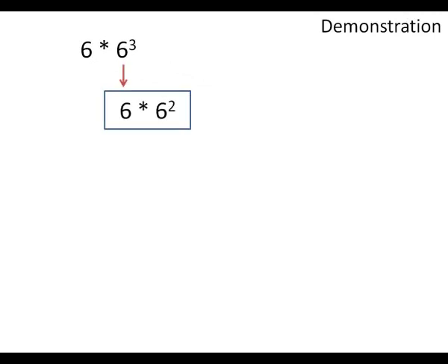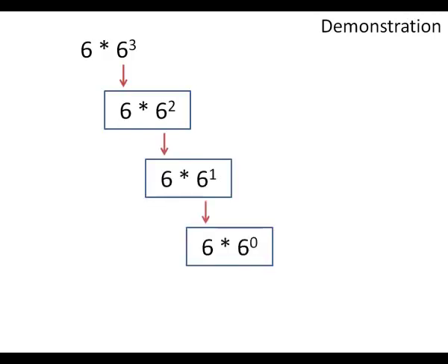So now we've broken it into smaller problems and made progress towards our base case. You want to make sure that you are always progressing towards your base case. Otherwise, you may never reach it, and the recursion will continue until the computer runs out of memory. Now that we've broken it down once, we are still left with an exponent that we don't know the value of. So we can call our procedure again on 6 cubed, which will break this down into 6 times 6 squared. This will progress until we need to deal with 6 to the 0. This is our base case.